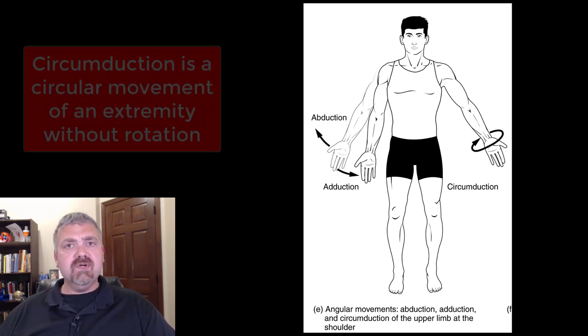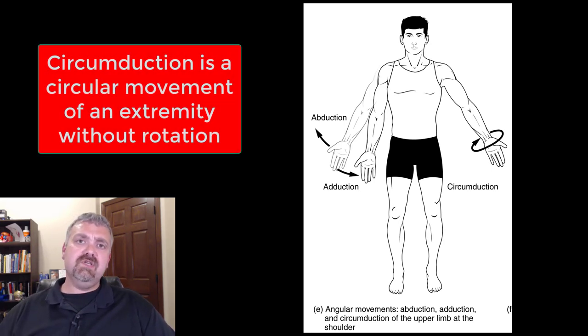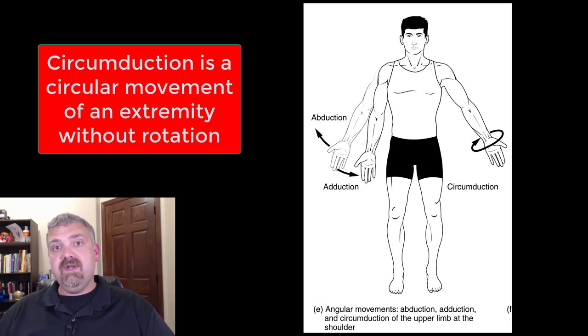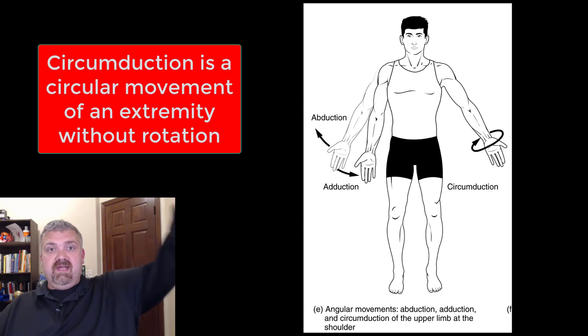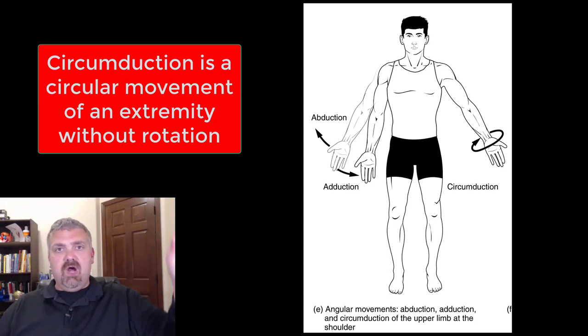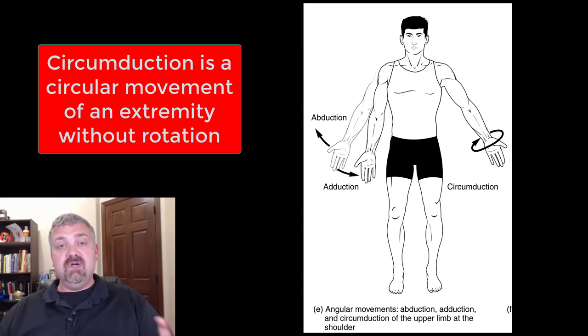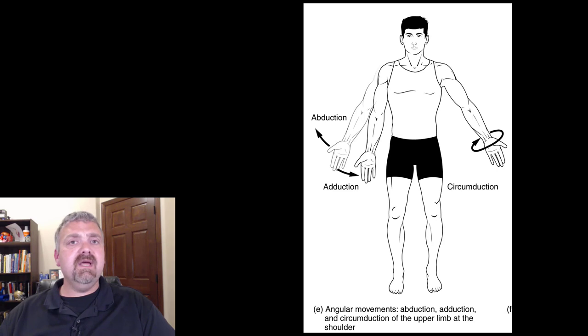The other one you see in here is called circumduction. Circumduction is when you make a circular motion with your upper or lower limb without any rotation. So imagine drawing a big circle on a chalkboard or in the air. That would be circumduction. So a circular movement, but not with rotation of any of the joints. All right, so that's abduction, adduction, and circumduction.